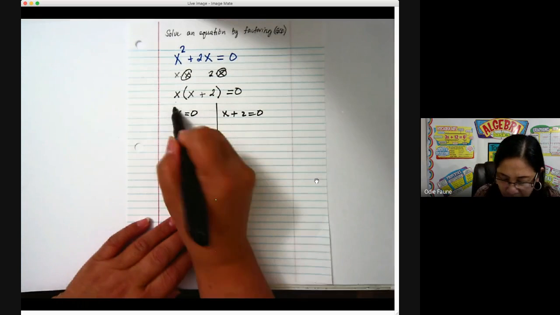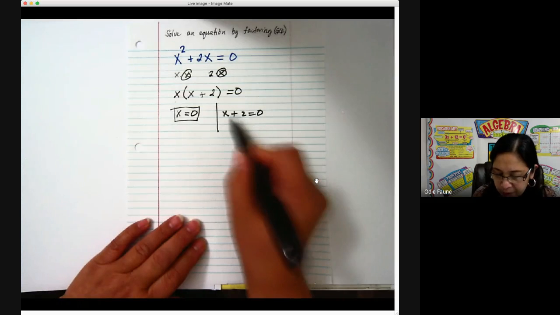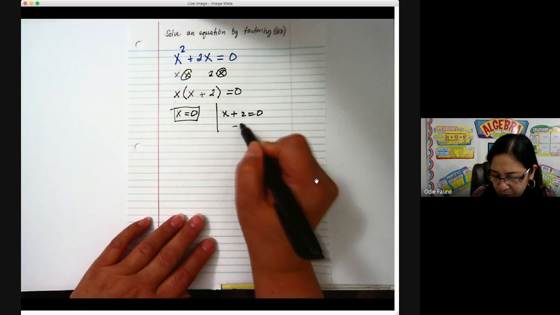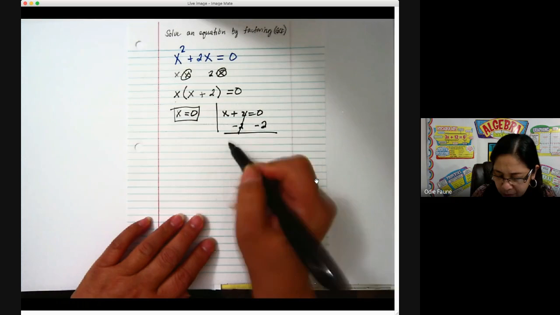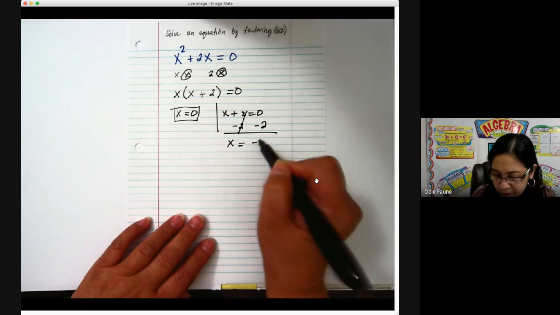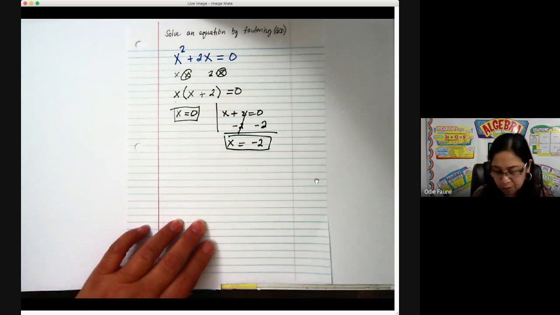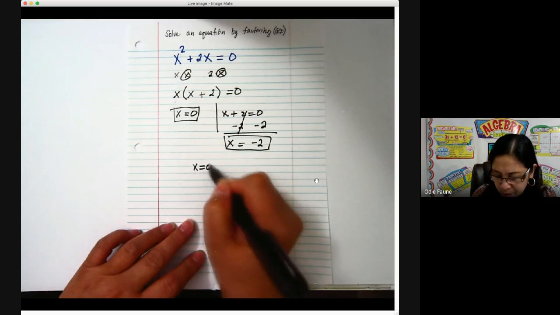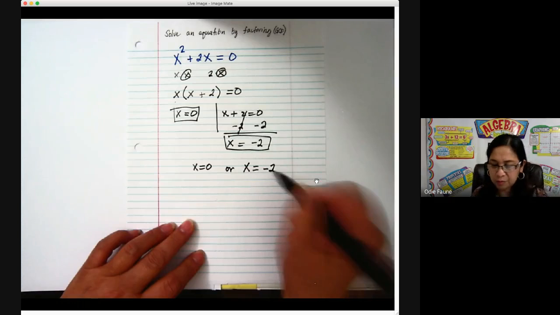One value of x is 0. The other one, this is an ordinary linear equation. So to solve for x, we do the opposite operation. So this is 0 pairs. X is equal to negative 2. So these are the roots or the solutions. We have x is equal to 0 or x is equal to negative 2.